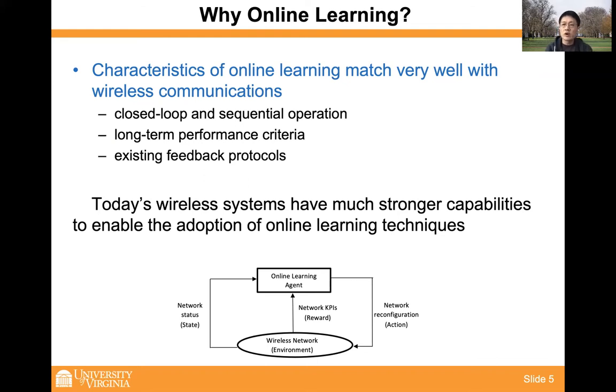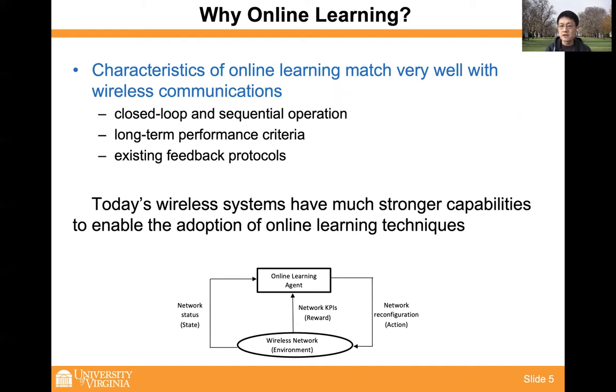For example, when you want to optimize a certain network, generally speaking, you would start operating the network with, let's say, a default set of parameters. And then you collect the KPIs from, let's say, the users or the base stations or some other devices in the network. You evaluate the performance of the network, and then you tune the parameters, and then you continue to evaluate until the system gradually converges to a state that you like. So this is a closed loop and sequential operation that matches exactly with what online learning does.